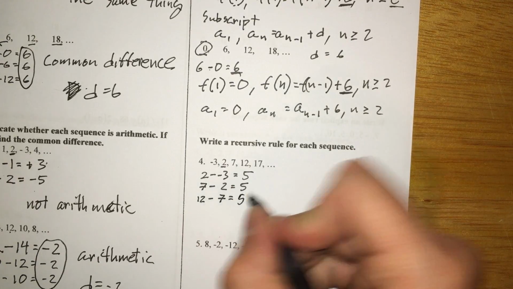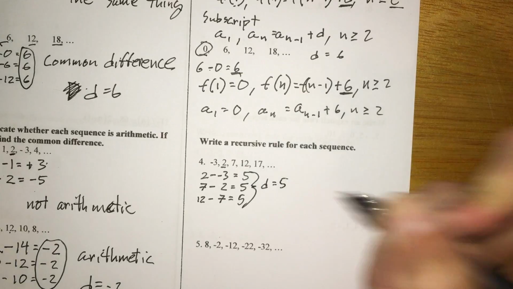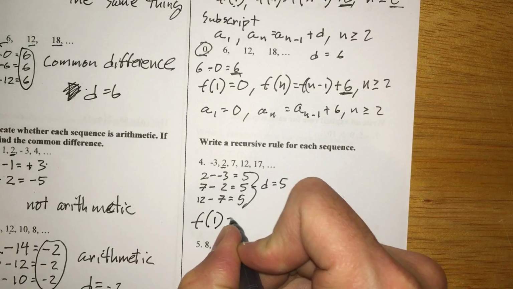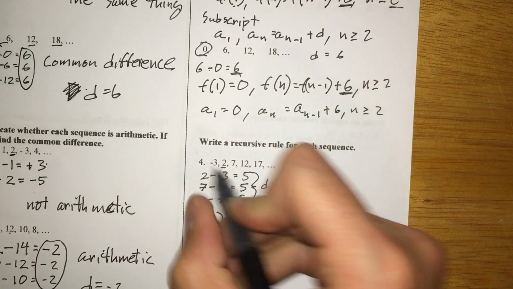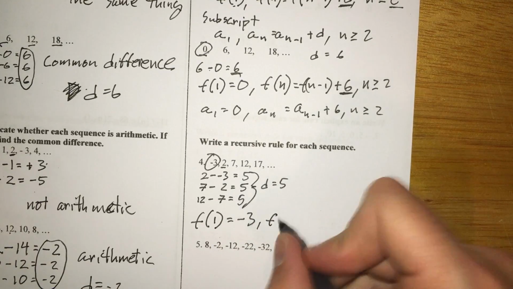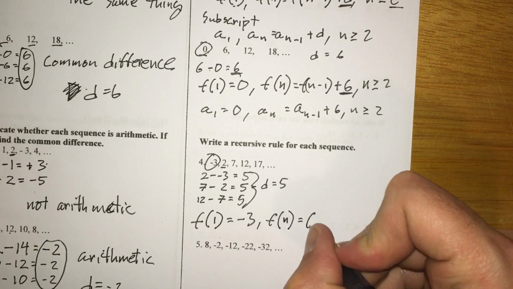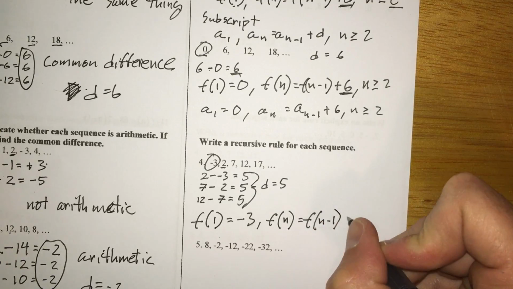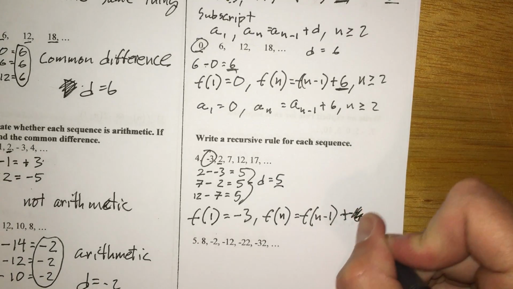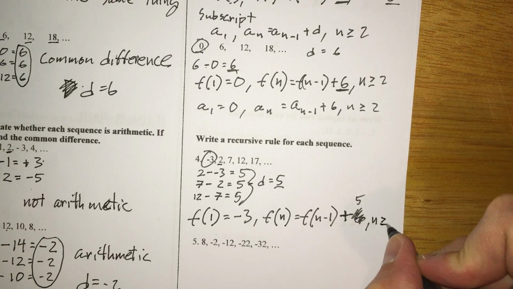Hey. And guess what? That's also 5. And so we have d, or d equals 5. And so if I'm going to put this in function notation, all it's going to say is f of 1 equals -3. So I just took our very first term, it's -3, and we have f of n equals f of n minus 1 plus, and so boom, right there. Oh, not 6, 5. We want 5. n plus 5. And we know that n has got to be greater than or equal to 2.